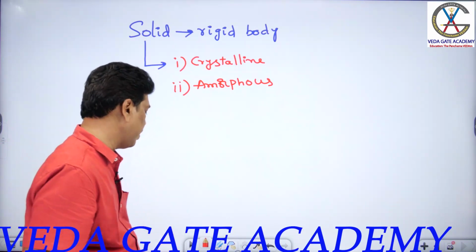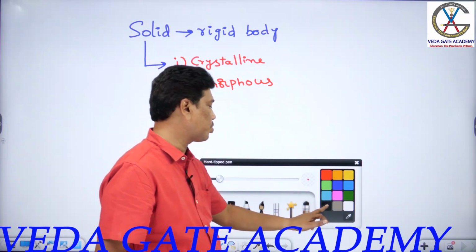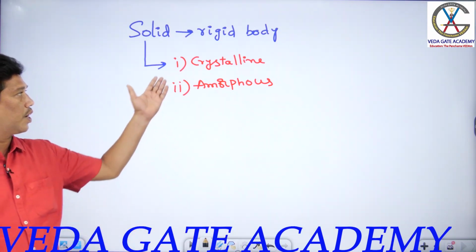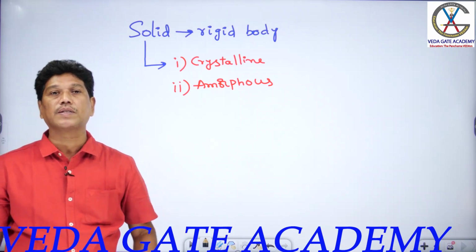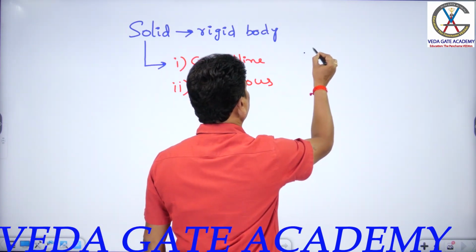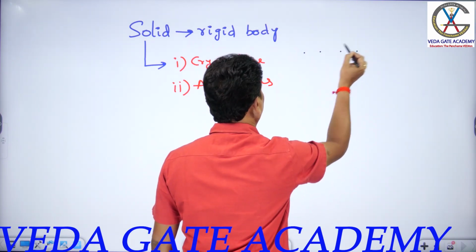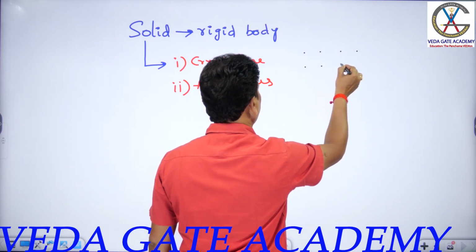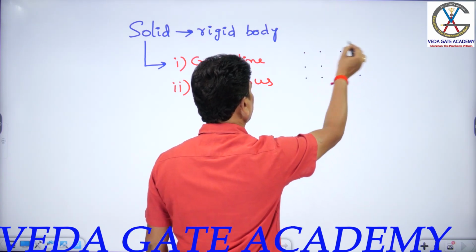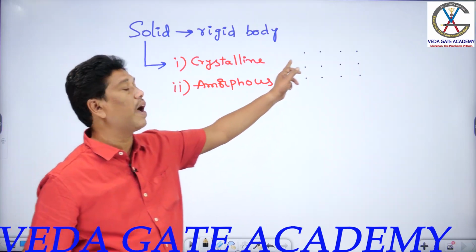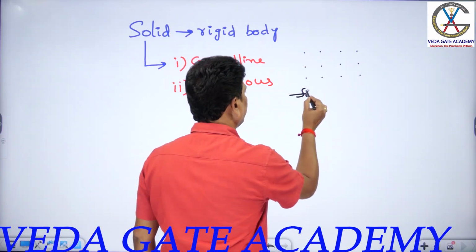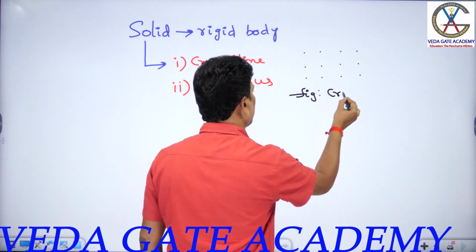What is a crystalline solid? A crystalline solid has a symmetric structure. Understand now, students? What does a symmetric structure mean? The arrangement of the atoms must be in symmetric order. They should not be placed in a zigzag manner like this, right? These are the atoms. All these atoms are in a symmetric manner. That is called a crystalline solid.